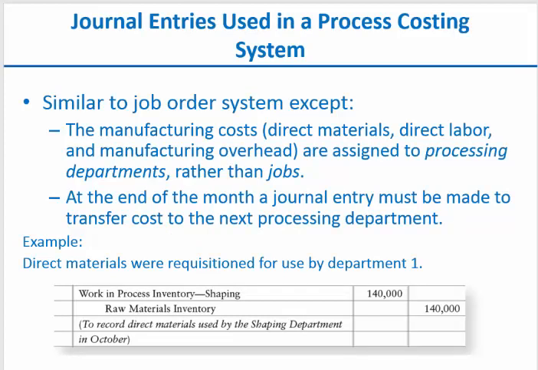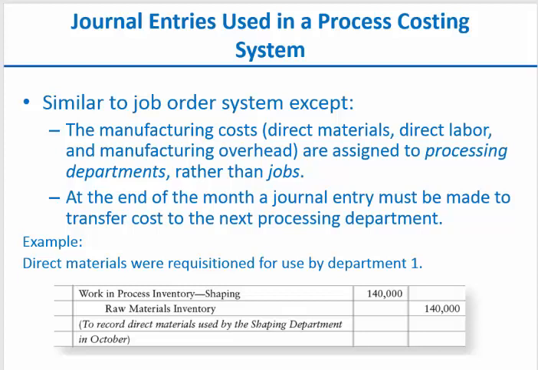So the journal entries used in the process costing system, I would say they are very similar to the ones we used in job costing. There are a few differences here. The manufacturing costs are assigned to processing departments rather than the jobs. So you have processing departments, for example, Department 1, Department 2, or Department A, B, C, whatever. At the end of the month, a journal entry must be made to transfer costs to the next processing department, which is quite tricky here. These are the only two differences, and in terms of journal entries, similar: debit, credit, and always balanced.